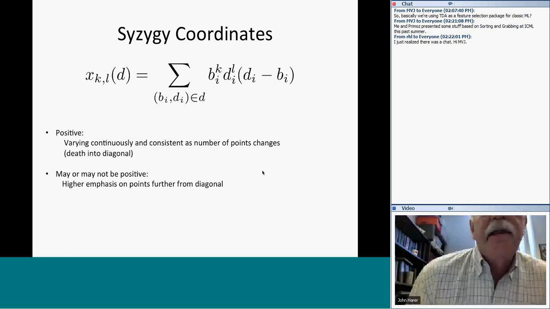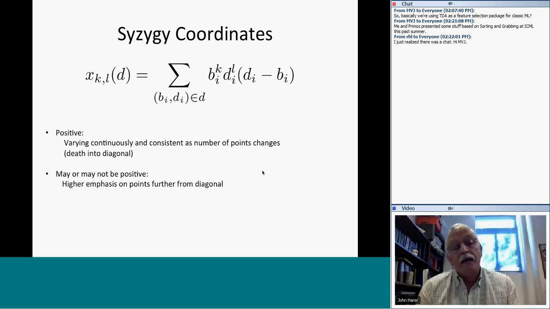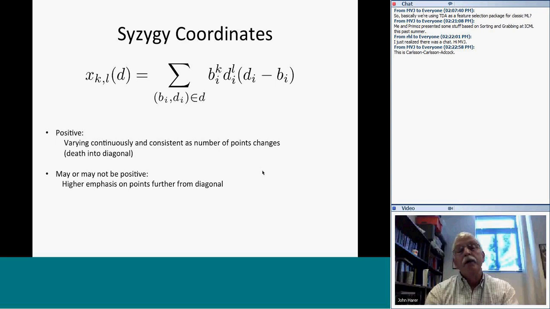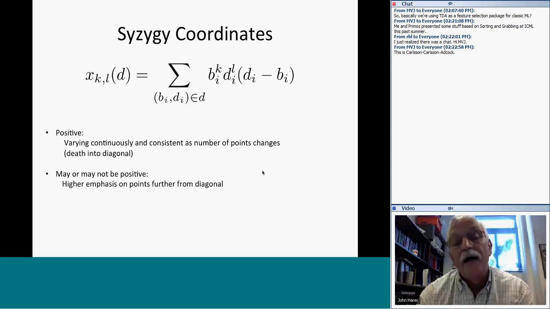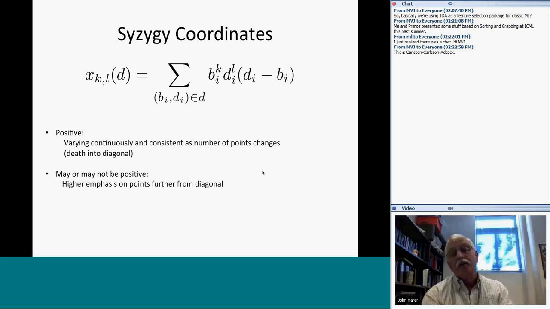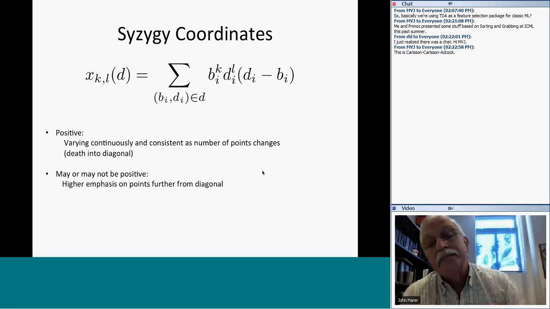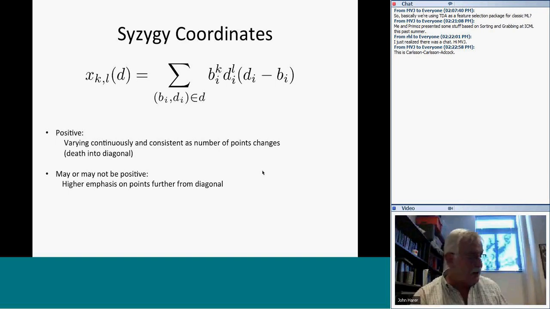using the coordinates that Gunnar came up with, which are very nice coordinates in one way. They're designed so you take a persistence diagram D, look at all the points in the diagram, at the birth and death times, and you take the persistence and sum it up, let's say. And then if you want, you can weight that by some multiple of the birth times and the death times. And so you get different kinds of coordinates in this way.